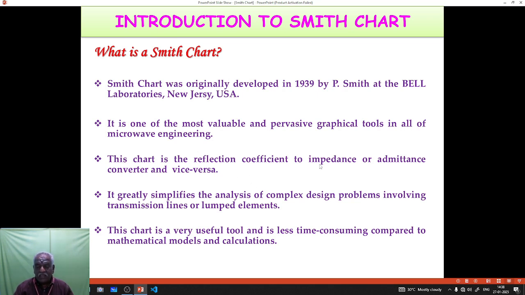So the impedance values are mapped to the reflection coefficient plane, which we will discuss elaborately in the subsequent slides. It greatly simplifies the analysis of complex design problems involving transmission lines and lumped circuits. So it is a very useful tool and is less time consuming compared to mathematical models and calculations.